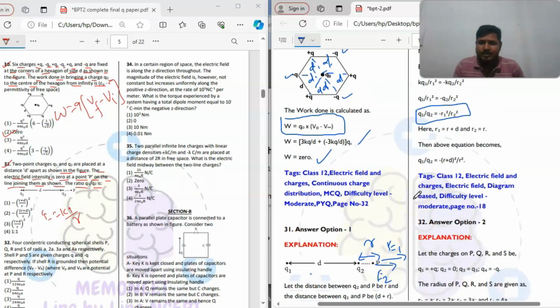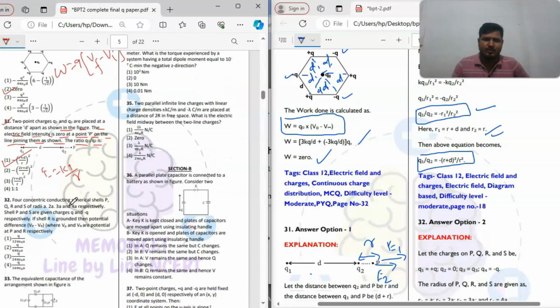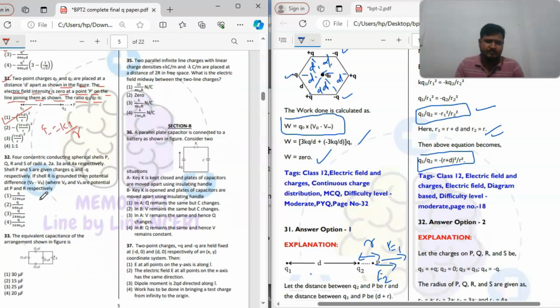R plus D. So it is R plus D. And what is R? R2 is R. So after putting this value in the equation, we get Q1 by Q2 minus R plus D square by R square. So our first option will be the correct option, right? I think you might have understood all these concepts.